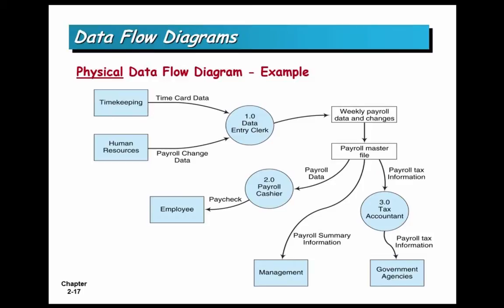Okay, so this is what a physical data flow diagram looks like. And this would be a level 1. And if you needed more information about what the data entry clerk does, or if there are different types of clerks, you go down level 2, level 3, level 4, until you've got it.